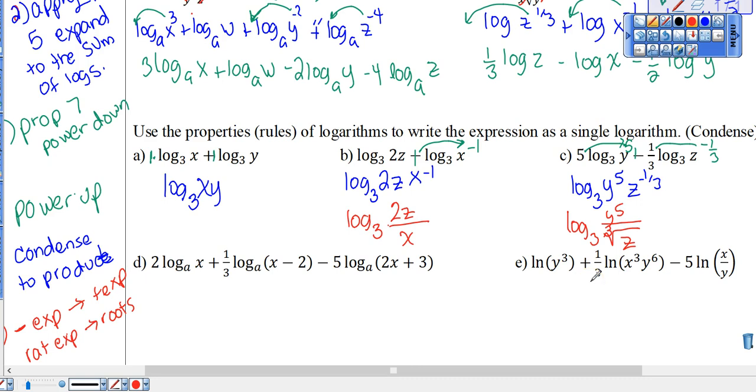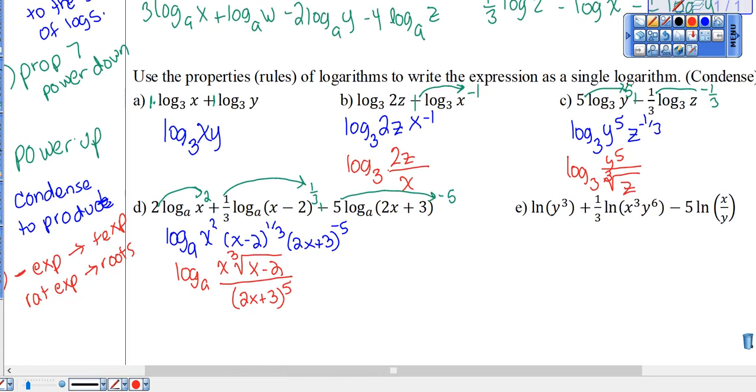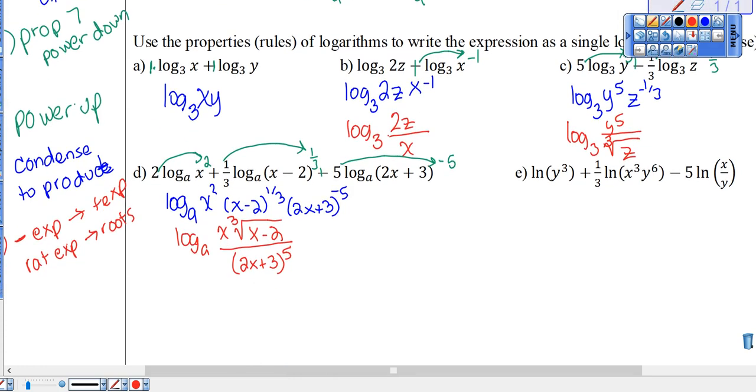Do you have questions? Okay, you do the next one. Press pause, come back to the video, see if you got it right. So you should have gotten the answer: log base a of x cubed root of x minus 2 over quantity 2x plus 3 to the 5th. Okay, so there's that one.